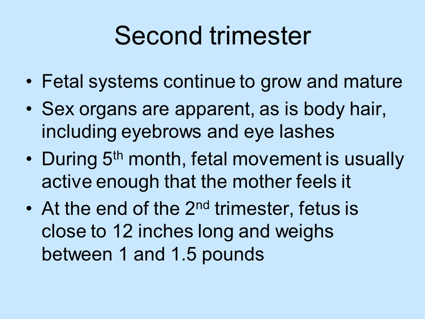Still very tiny. During the second trimester, the fetal systems continue to grow and mature, but now the sex organs start developing and are apparent, as is body hair, including eyebrows and eyelashes. During the 5th month, fetal movement is usually active enough that the mother feels it. And at the end of the second trimester, the fetus is close to 12 inches long and weighs between 1 and 1.5 pounds. Nowadays we have the ultrasound that actually shows a 3D image, which is really crazy.